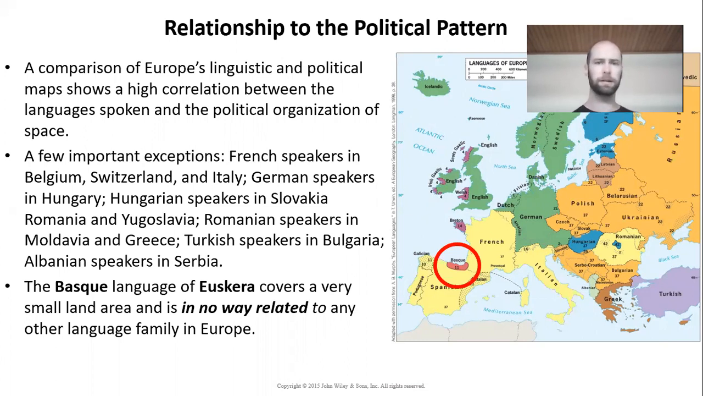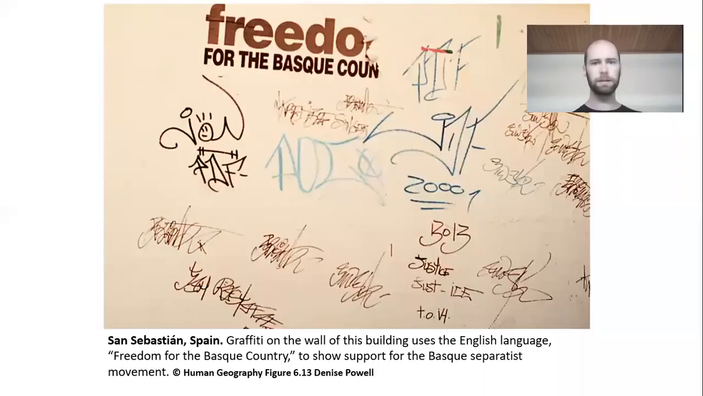It's been amalgamated into Spain. And this has given rise to a great deal of division within this area, where there are Basque separatists who want to have their own country. This is an example of graffiti on a wall of a building in San Sebastian, where people want freedom for the Basque country because they perceive themselves to be a country. They are their own language. They are their own culture. Why should they not also be their own country?